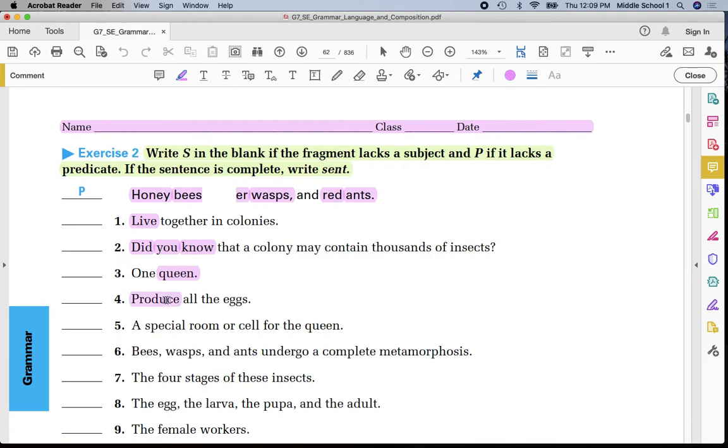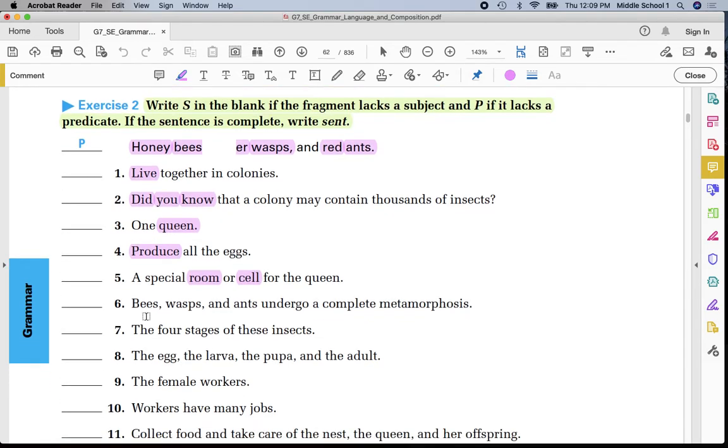Number 4, produce all eggs. It's missing a subject. I put S on the line. Number 4 is a fragment. I put S, it's missing a subject. Number 5, a special room or cell for the queen. This is a fragment. These are subjects. I put P on the blank for number 5 because it's missing a predicate.